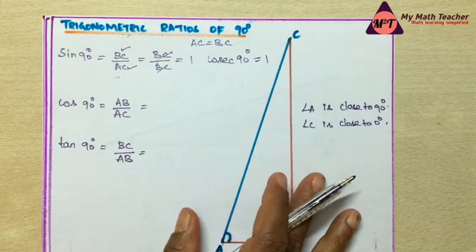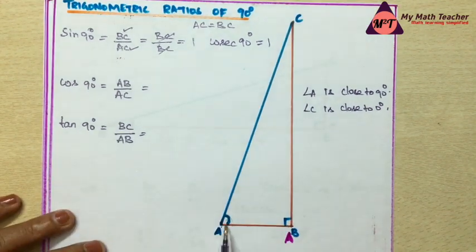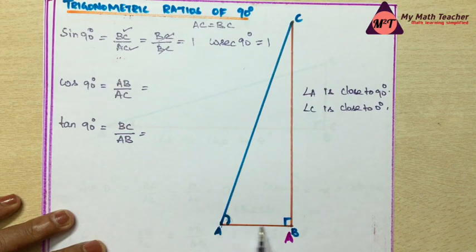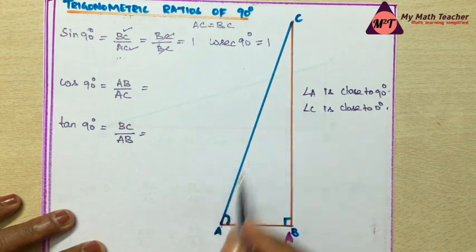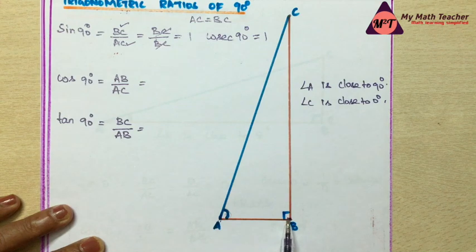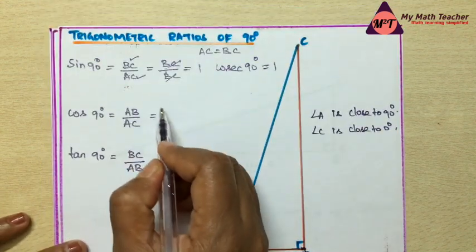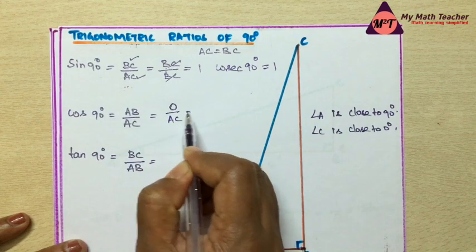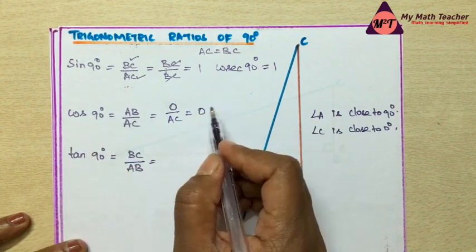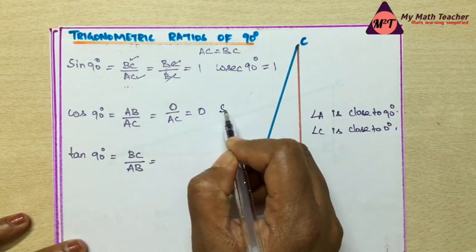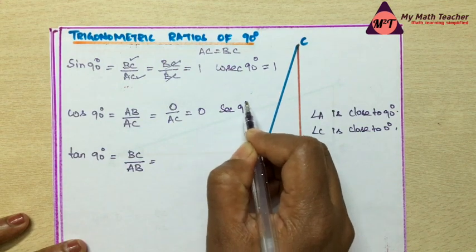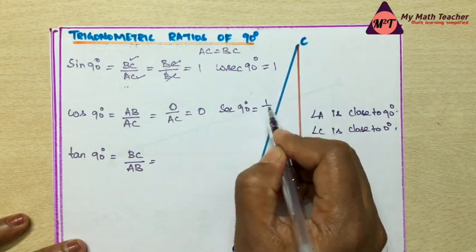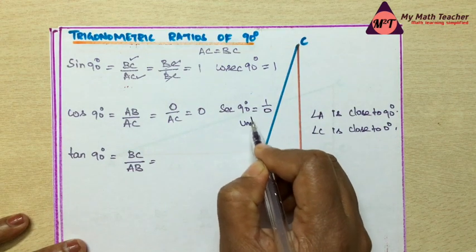Now the next one, cos 90 degrees. As we know, cos is adjacent side by hypotenuse, that is AB by AC. AB is very close to 0. Slowly this distance has reduced to 0. Now we can say AB is 0 here. 0 by any number is 0 again. Reciprocal of cos is secant. Secant 90 is equal to 1 by 0, which is undefined.